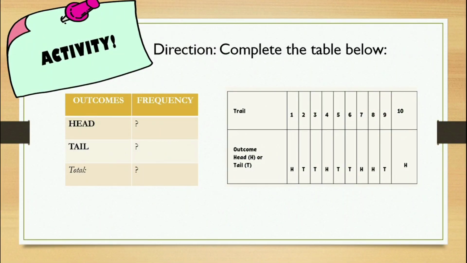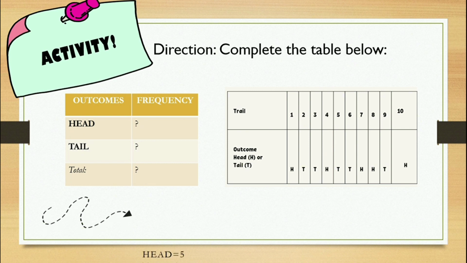Before we proceed to our lesson proper, I have here an activity to answer. Direction: complete the table below. I have here two tables. The first table shows the outcomes and the frequency, where you have to identify the frequency of getting a head and a tail and its total. The second table shows the outcome of every trial. I will be giving you 3 minutes to answer this activity.